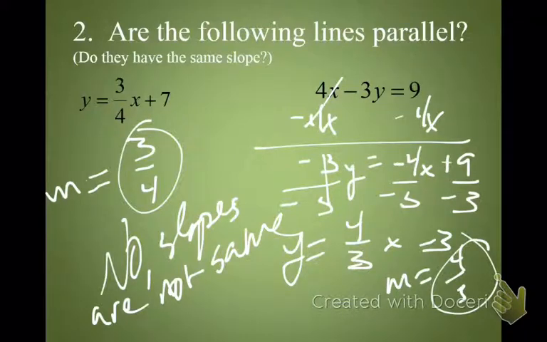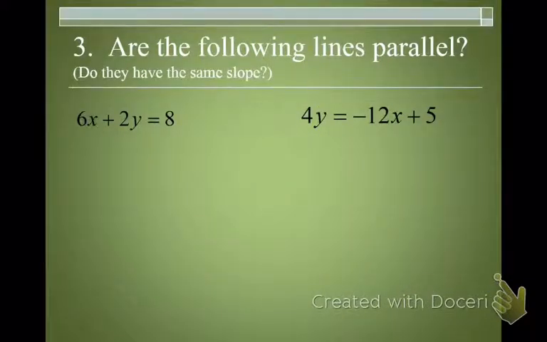All right, we've got one more for you. So again, here, 6x plus 2y equals 8 and 4y equals -12x plus 5. Are those guys going to be parallel? Get them in slope-intercept form, and then find the slopes and make your decision. And again, you can stop the video to do that, start it again to check to make sure that you're getting the right answers.